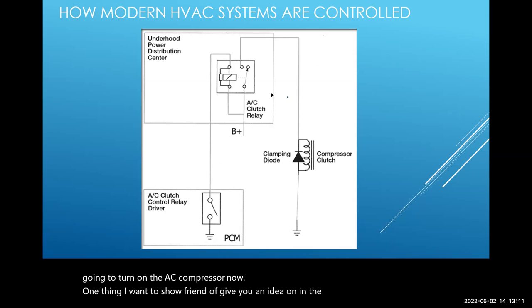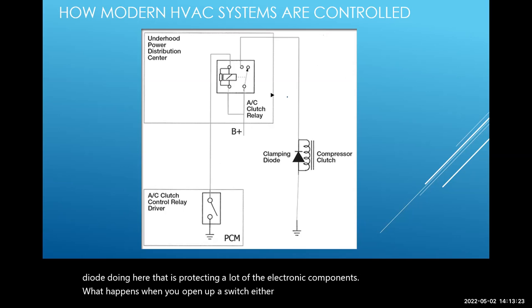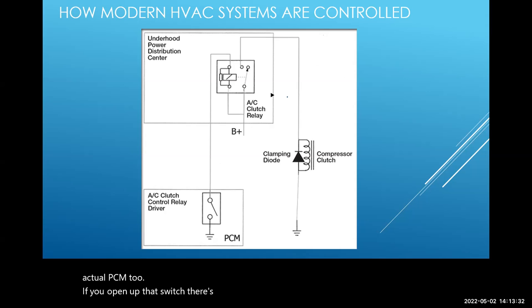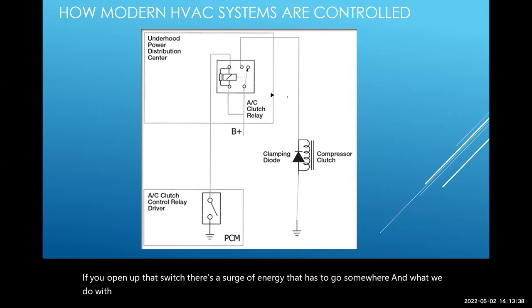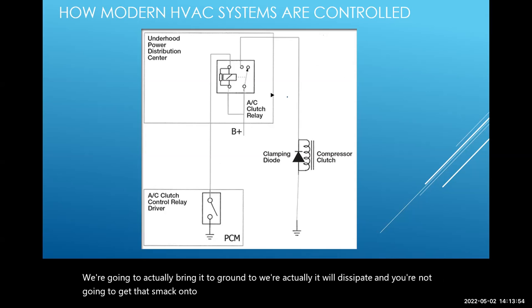Now, one thing I want to show, to give you an idea: what in the heck is this clamping diode doing here? That is protecting a lot of the electronic components, and it's how they protect the PCM too. If you open up a switch, either the relay, there's a surge of energy that has to go somewhere. What we do with a clamping diode is make it so the surge doesn't get reflected back at that relay. We bring it to ground, where it will dissipate, and you're not going to get that smack onto the actual AC relay.